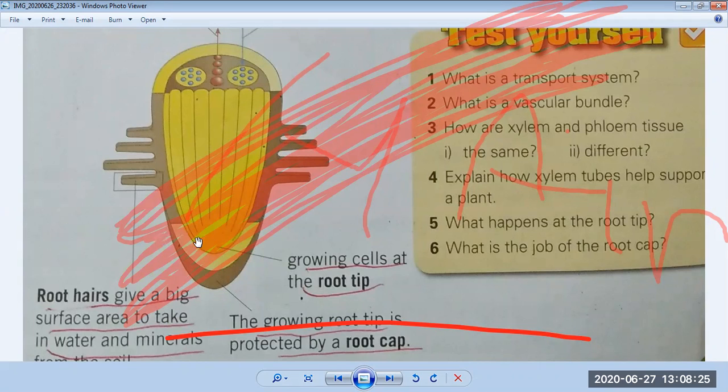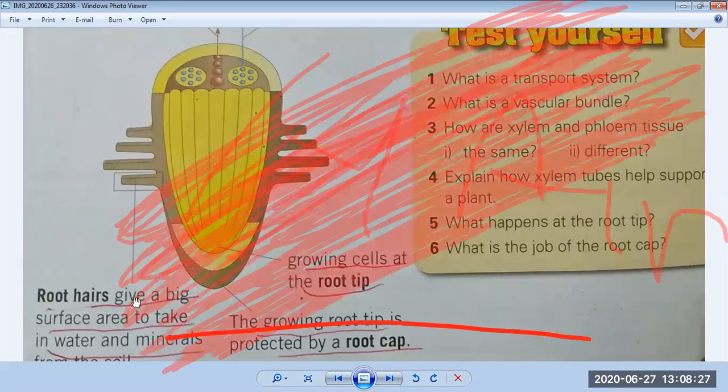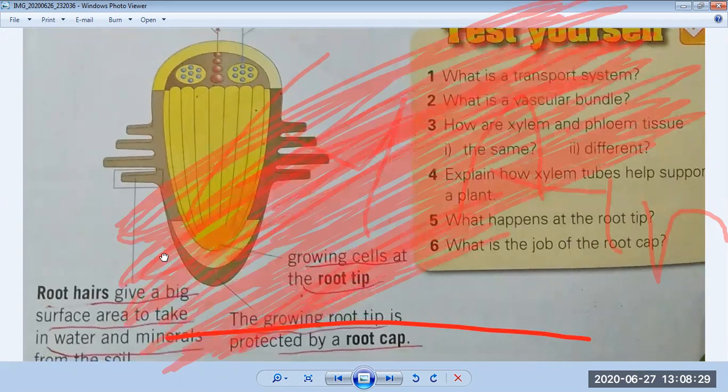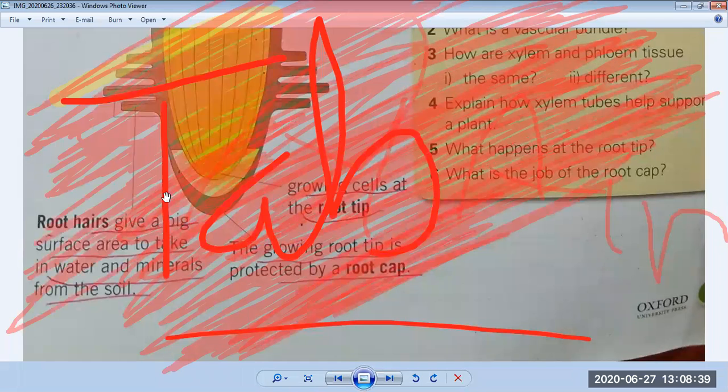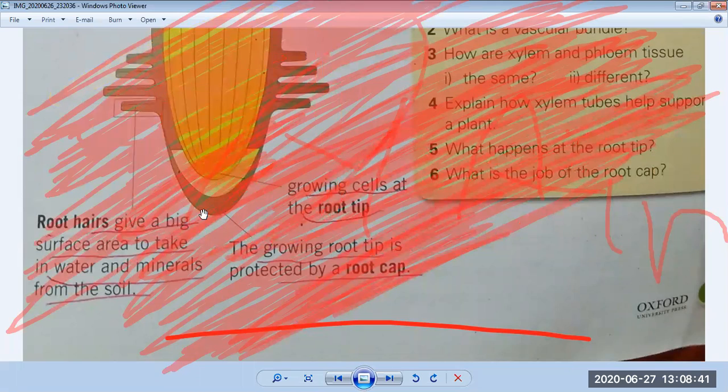Where are root hairs present? They are present inside the ground. Okay, so what is the important role in the body of a plant? Root hairs give a big surface area to take in water and minerals from the soil. So the root of a plant is further divided into small parts. These are called root hairs. Their important function is to provide surface area to take in water and minerals from the soil.